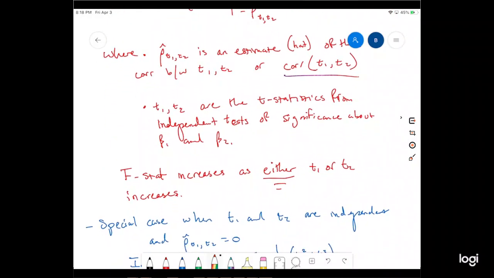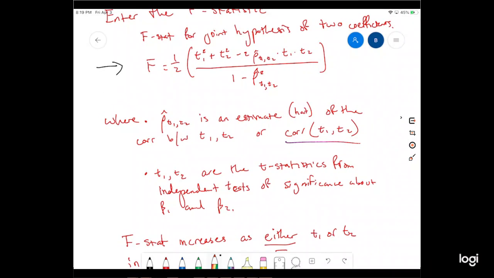So another note, the F-stat increases as either T1 or T2 increases. So you can see that as the... what's going to cause the numerator in the F-statistic to increase? Well, T1 and T2, any increase in the t-statistics or the independent significance of either of those coefficients is going to increase the F-statistic.